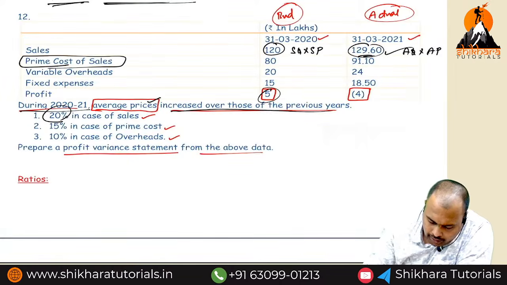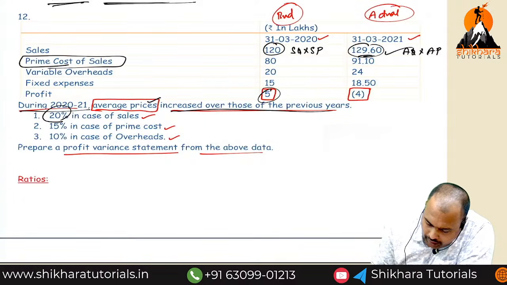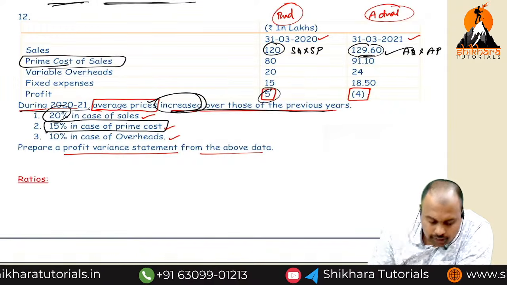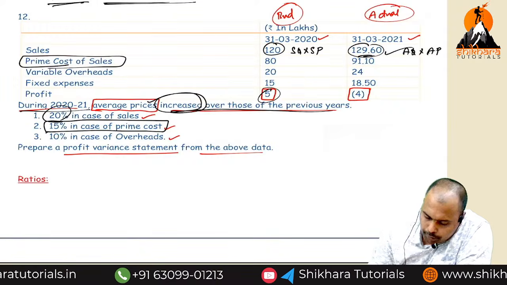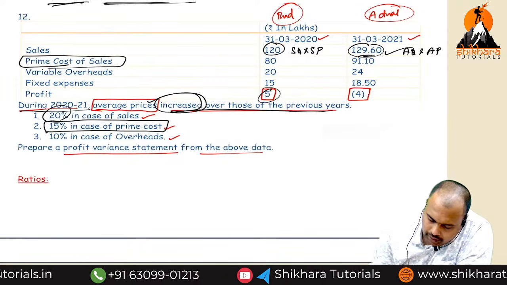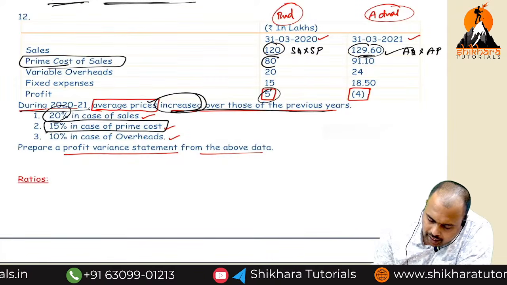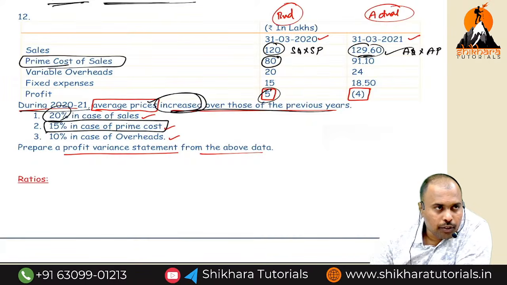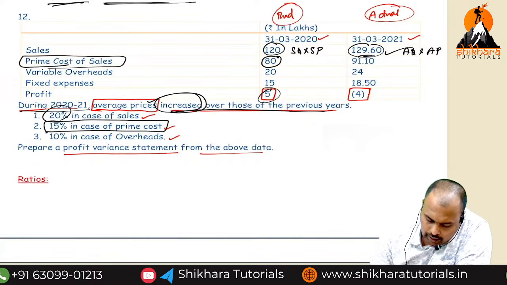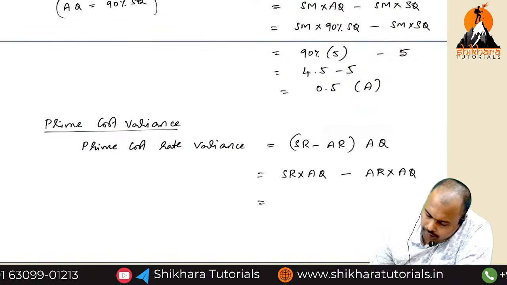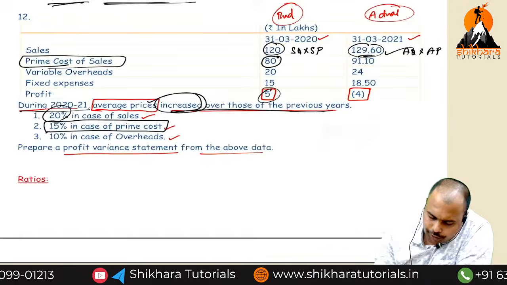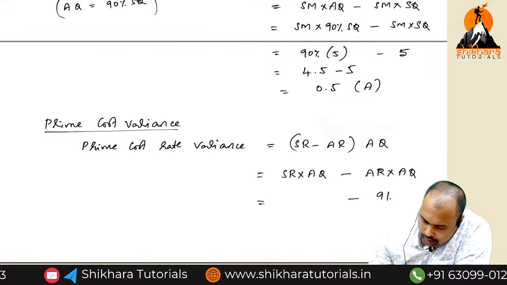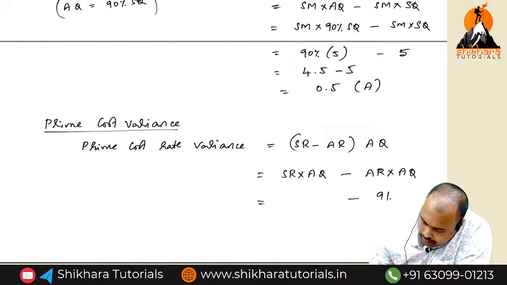If you observe here, prime cost is increased by 15%. It means earlier it was 80 lakhs. Yes or no? 80 lakhs. Now if you see here, first of all, what is AR into AQ? 91.1.